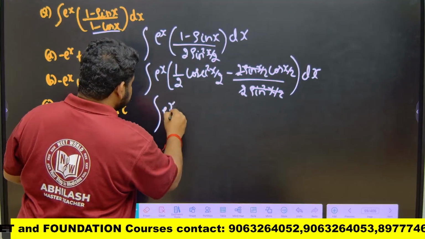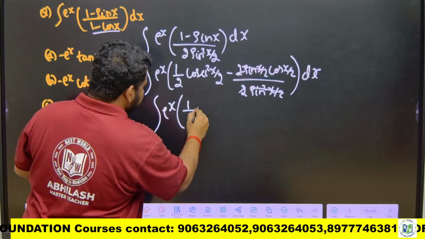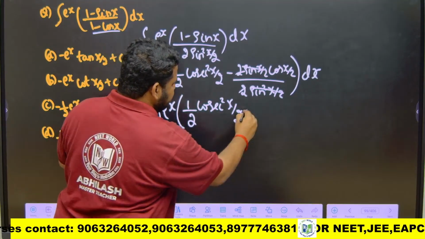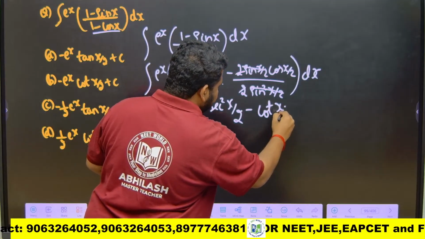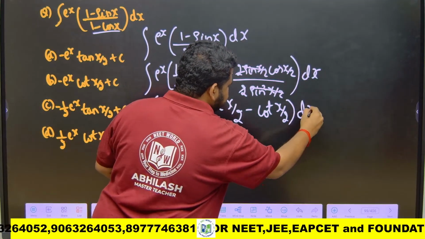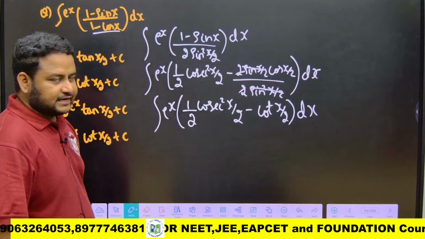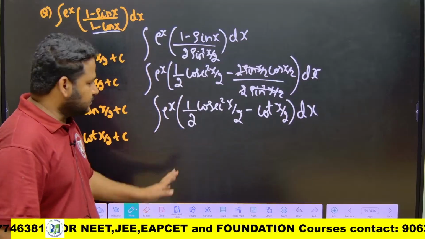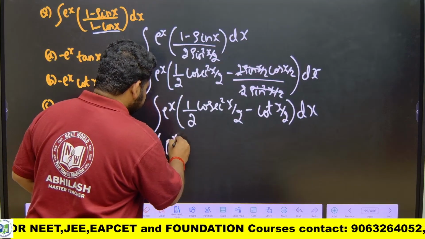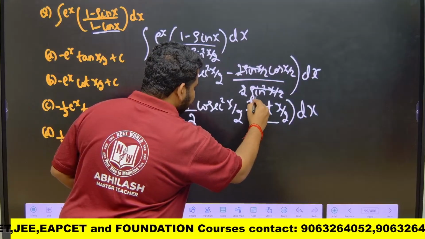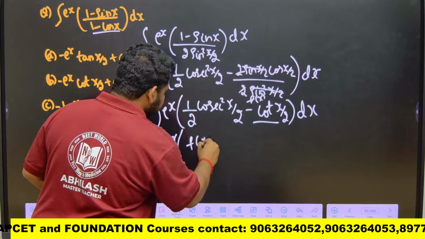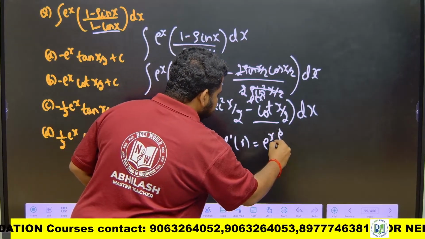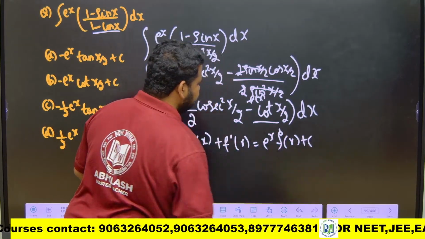So this is the integral of e power x into 1 by 2, cosecant square x by 2 minus cot x by 2, dx. Here we have minus cot x by 2, and here cosecant square x by 2. This is nothing but of the form e power x into f of x plus f dash of x, which is equal to e power x f of x plus c.